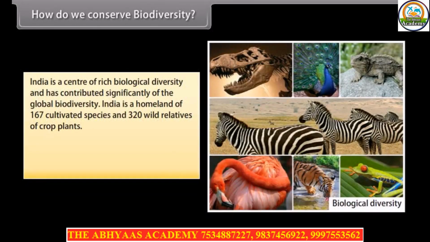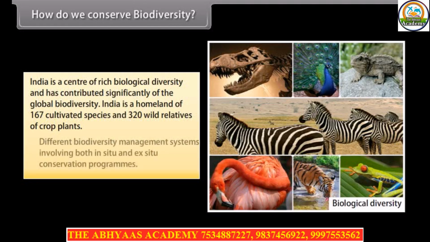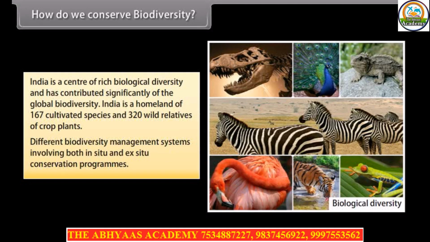India is a center of rich biological diversity and has contributed significantly to the global biodiversity. India is the homeland of 167 cultivated species and 320 wild relatives of crop plants. There are different biodiversity management systems involving both in situ and ex situ conservation programs.